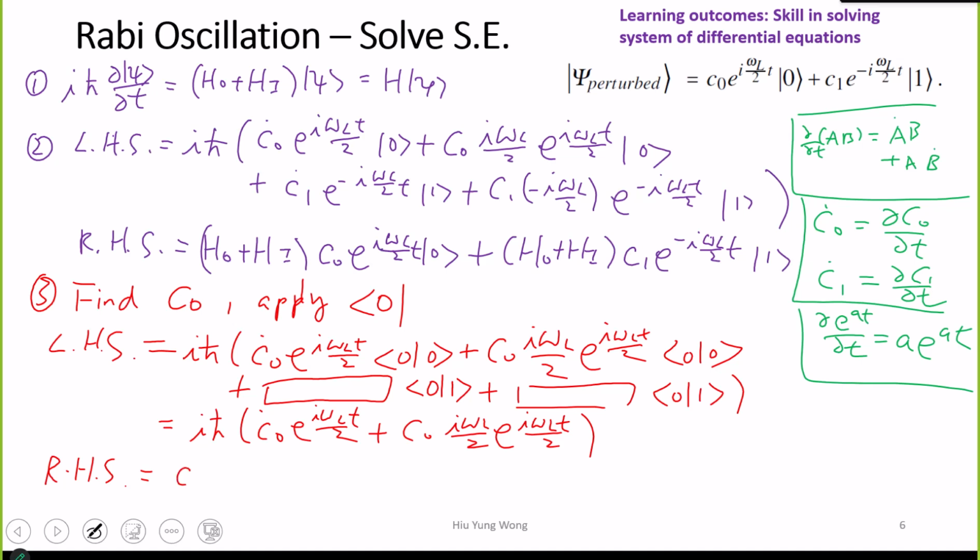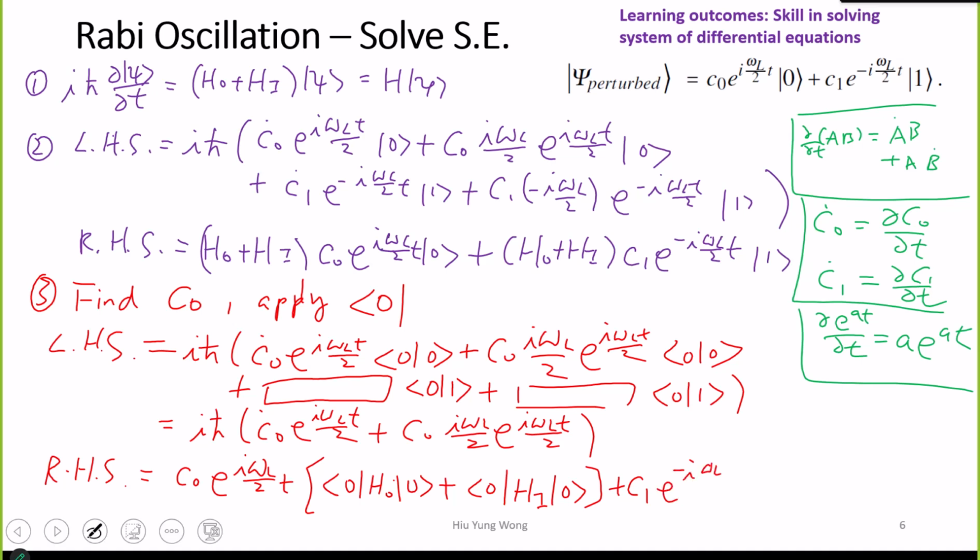Okay, so what I get is C0 e to the power i omega L divided by 2t. And then I have this term, 0 H0 0 plus 0 HI 0. This is the first term I got. Then I also have the second one, which is 0 H0 1 plus 0 HI 1.